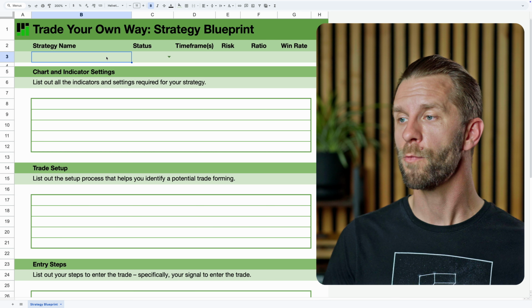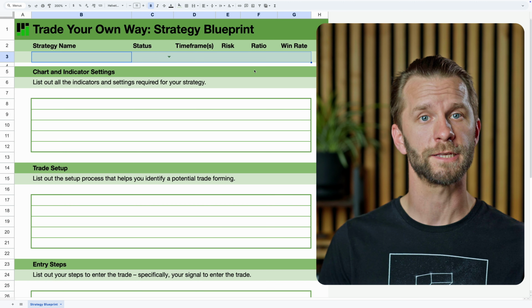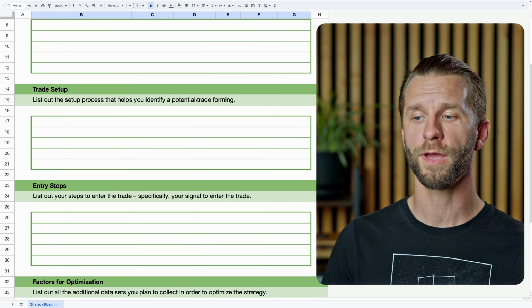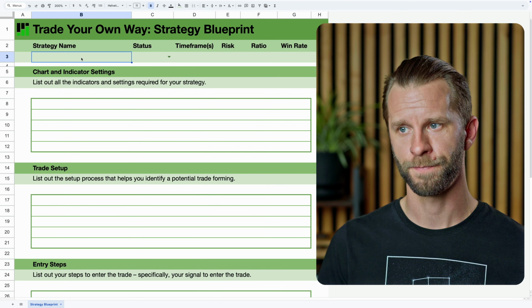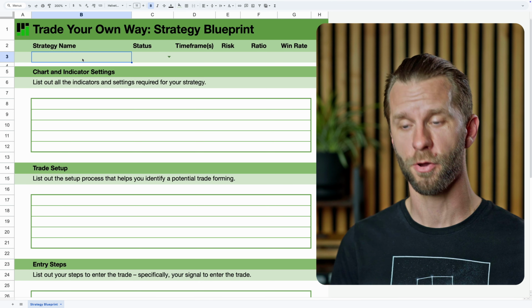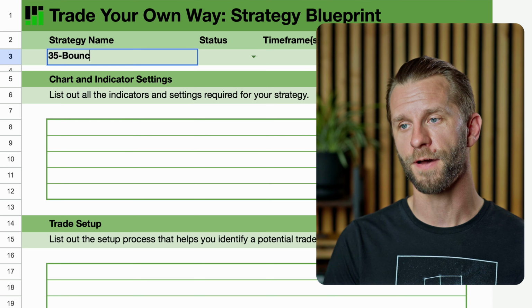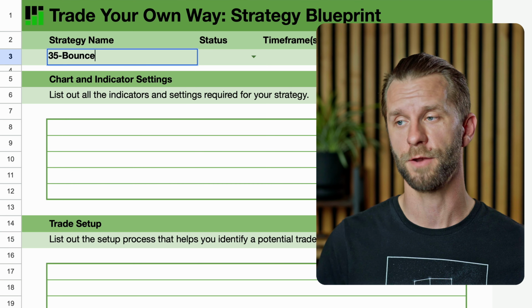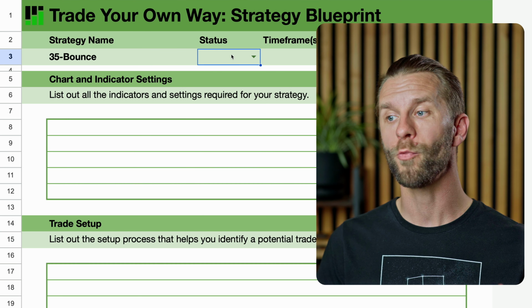Loading into the sheet, we once again see that row 3 is where we place a lot of our settings before moving on and filling out the rest of the sheet. So this is going to be based on a strategy I came up with almost 5 years ago, which is known as the 35 bounce strategy. You'll understand why shortly.